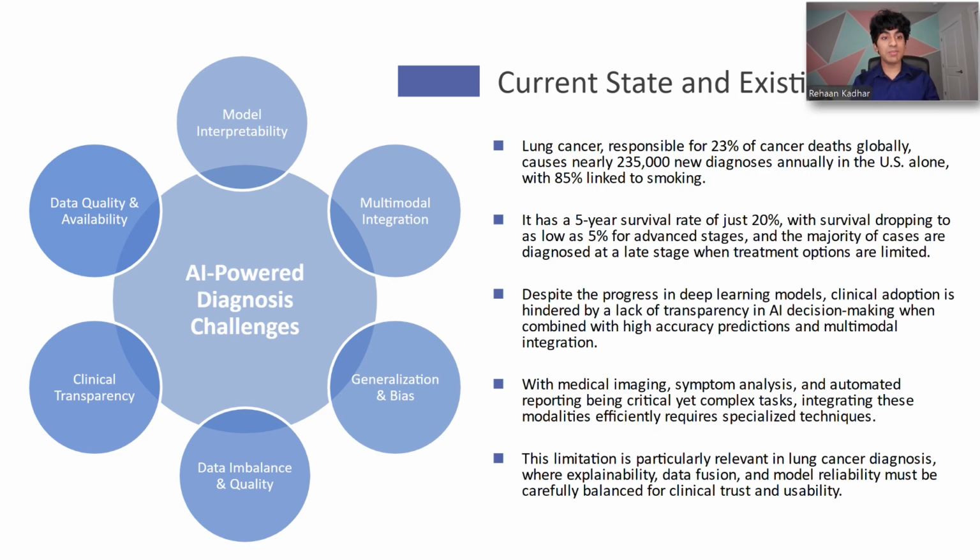Despite the progress in deep learning models, clinical adoption is hindered by a lack of transparency in AI decision making when combined with high accuracy predictions and multi-modal integration. With medical imaging, symptom analysis, and automated reports being critical yet complex tasks, integrating these modalities efficiently requires specialized techniques. This limitation is particularly relevant in lung cancer diagnosis, where explainability, data fusion, and model reliability must be carefully balanced with clinical trust and usability.